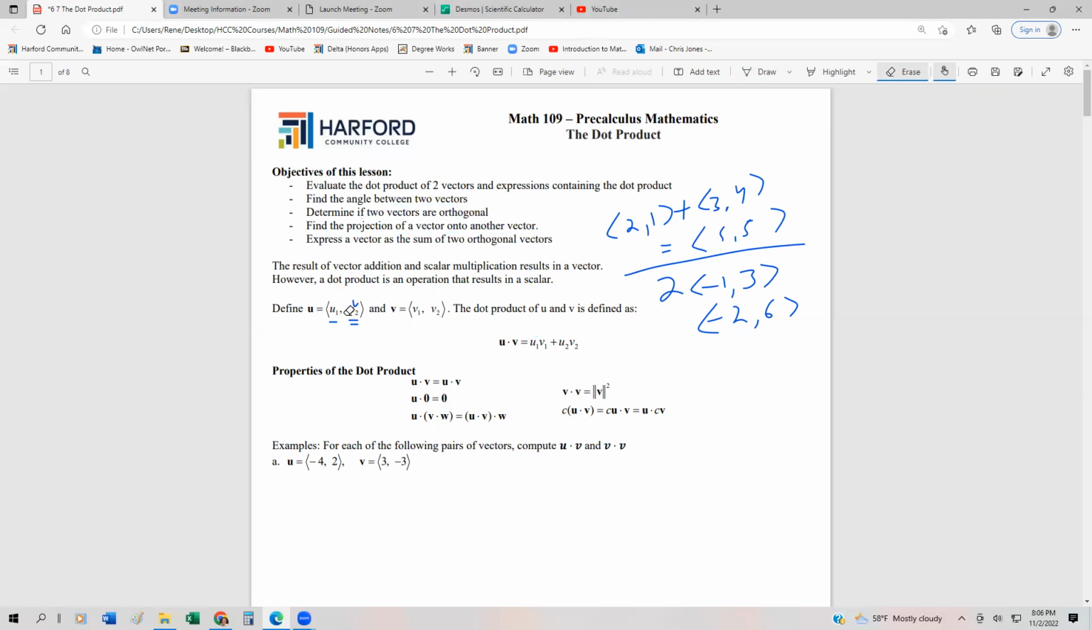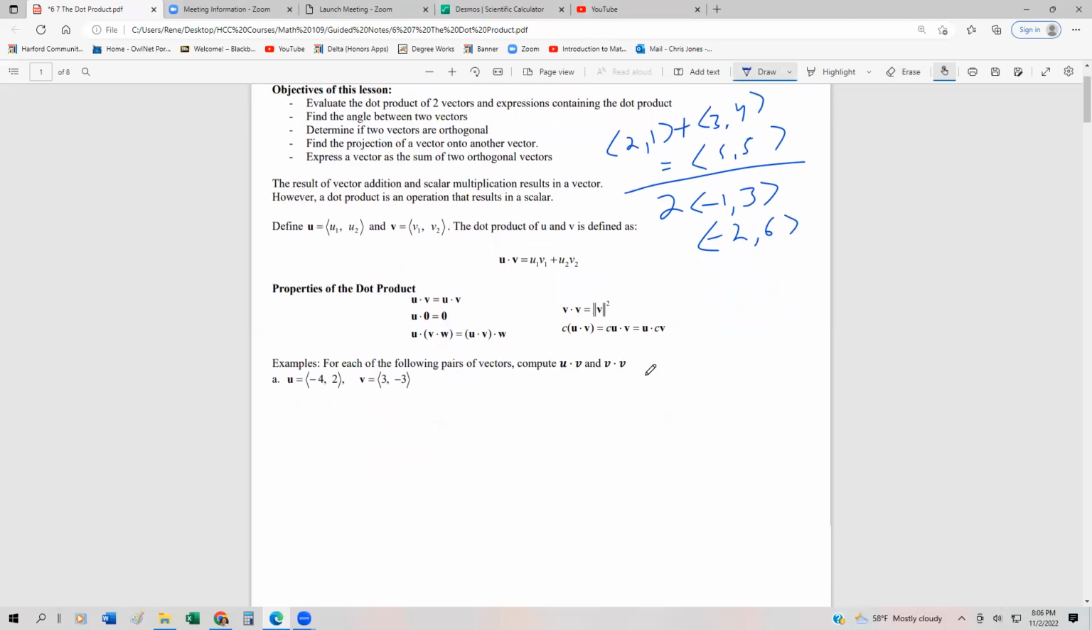Then we're also going to take a look at what it's good for, so just some properties of the dot product. We could prove any of these very easily. The dot product is commutative, meaning that the order in which we perform the dot product doesn't matter, which makes sense because multiplication and addition are both commutative. If you dot a vector with itself, it's the same as the magnitude of that vector squared. If you dot anything with the zero vector, it is zero. If you take c, which is a constant, times u dot v, that's the same as either cu dot v or u dot cv.